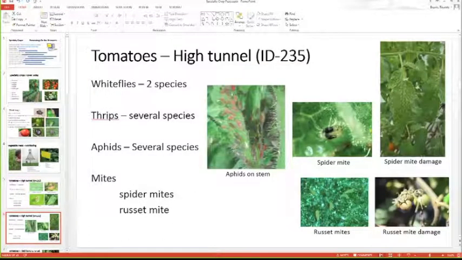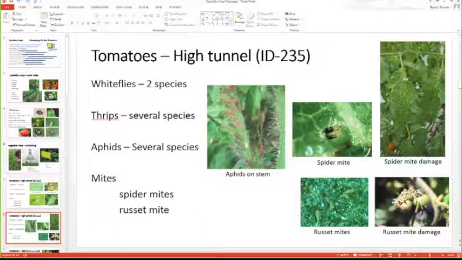The other pests I see in the greenhouse on tomatoes would be aphids. We have several species of aphids, but also mites. They're not really insects, but they fall into the entomology group. You know, spider mites can be very common. If you look at that one picture in the upper right there, you can see some of the characteristic damage, what we call stippling of the leaves, little tiny yellowish spots on the leaf.